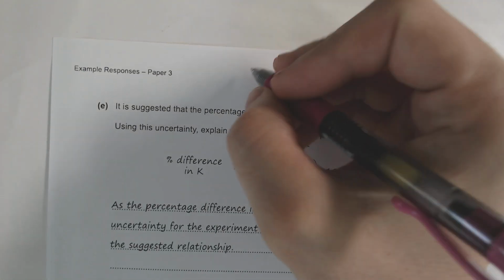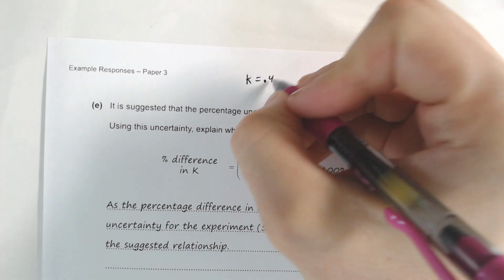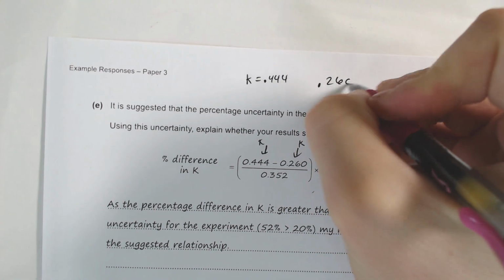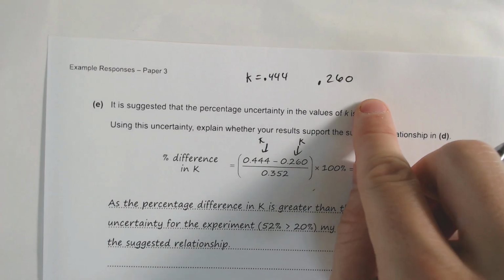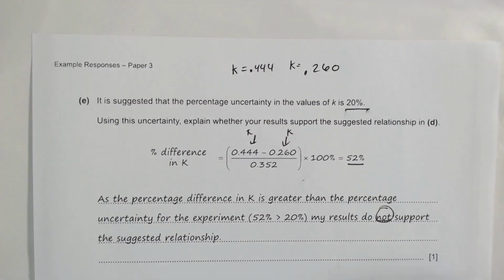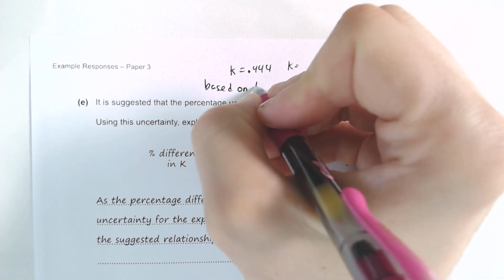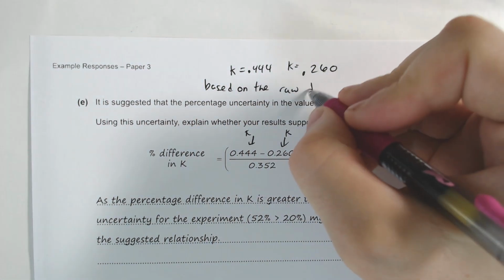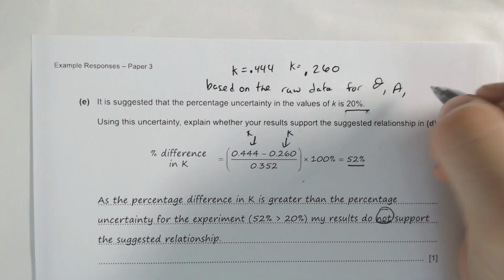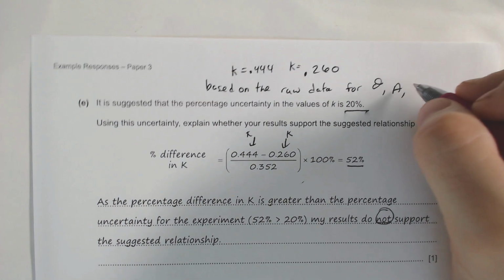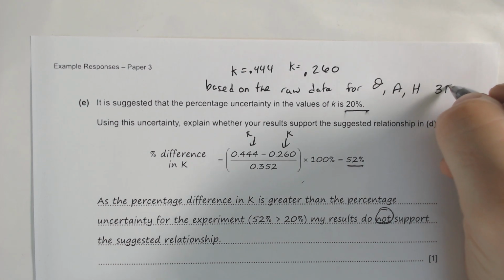Now, when you find your values for K, let's say you get K is equal to 0.444 and 0.260. Why did they choose to have 3 sig fig values here for the 2 values for K? Well, it would be based on the raw data for theta and A, and the other one would be H. That is why we chose 3 sig fig values.